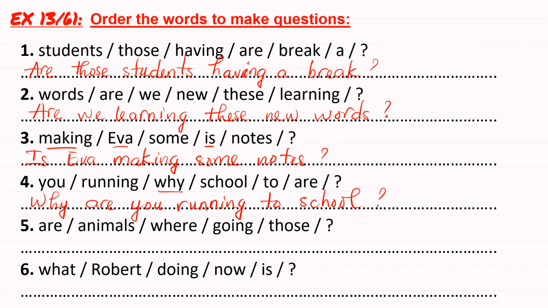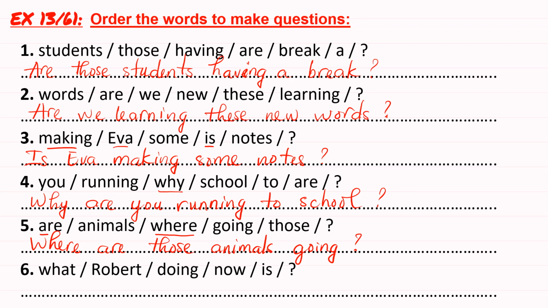Like number 4, we have the sentence number 5. There is one question word, so it goes first. Where? Then to be are. Where are? And then the subject in this sentence is those animals. Where are those animals going? Where are those animals going?